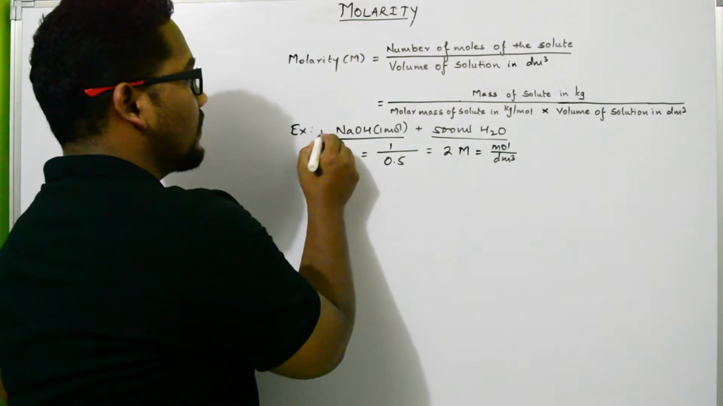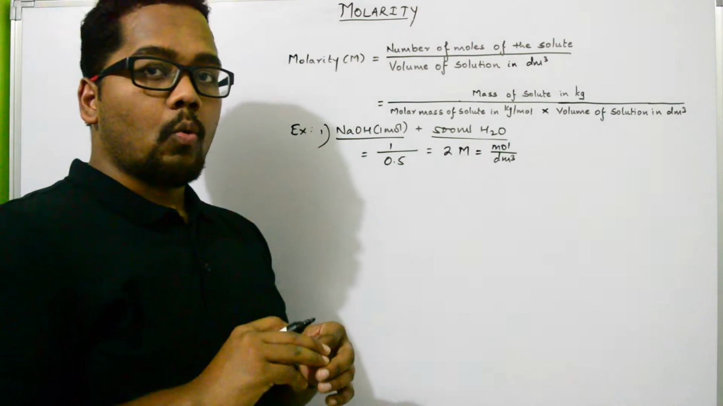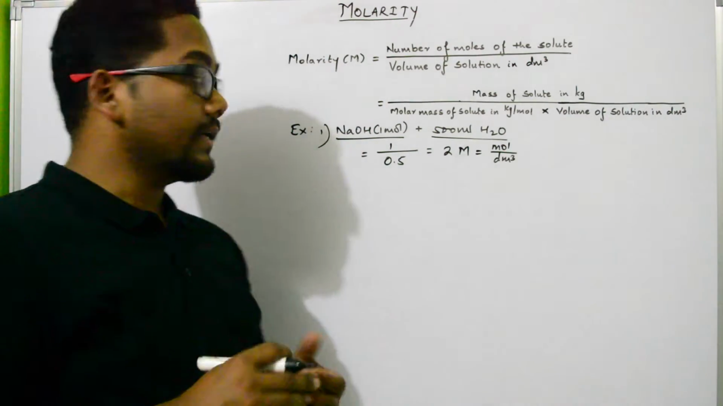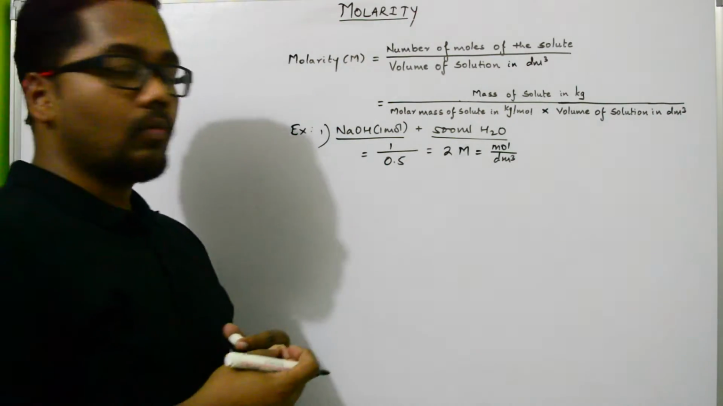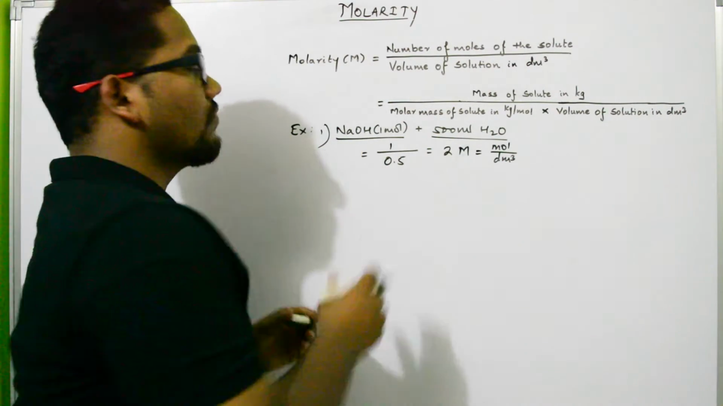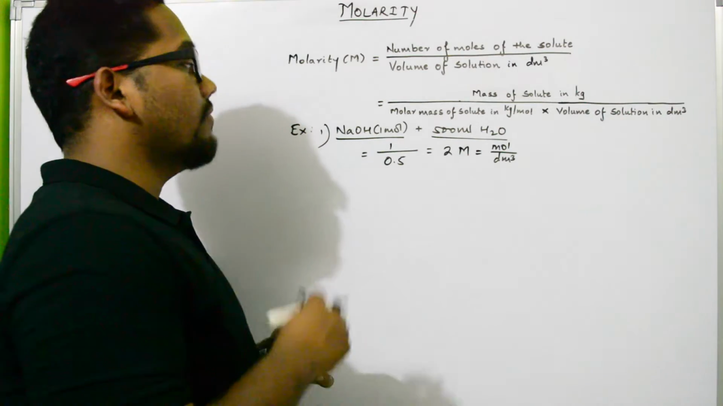So, 1 molar means 1 mole of substance or solute dissolved in 1 dm cube of solution. Okay. So, this is a simple formula or the simple question that can be asked on molarity. Now what can be a bit more complicated one?